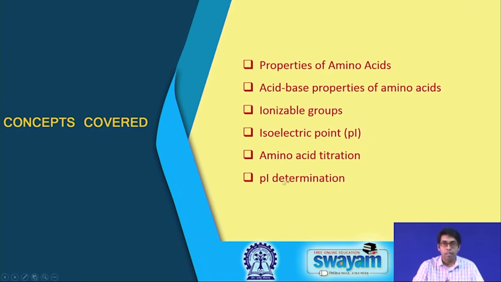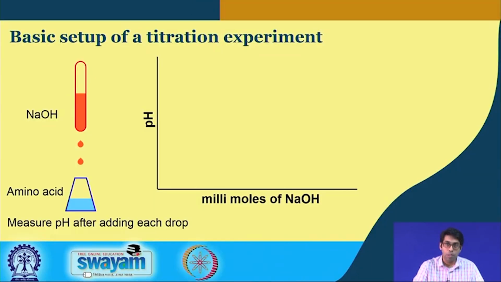We learned that this PI, isoelectric point, can be determined using amino acid titration, and we saw two in-lab experiments where we determined the PI of glycine and lysine. So, I will just quickly go over the concepts that we have learned in this week and try to show you the important points. Here is a very basic setup of a titration experiment, and we saw that being performed in the lab. What we wanted to do is determine the PI of an amino acid.